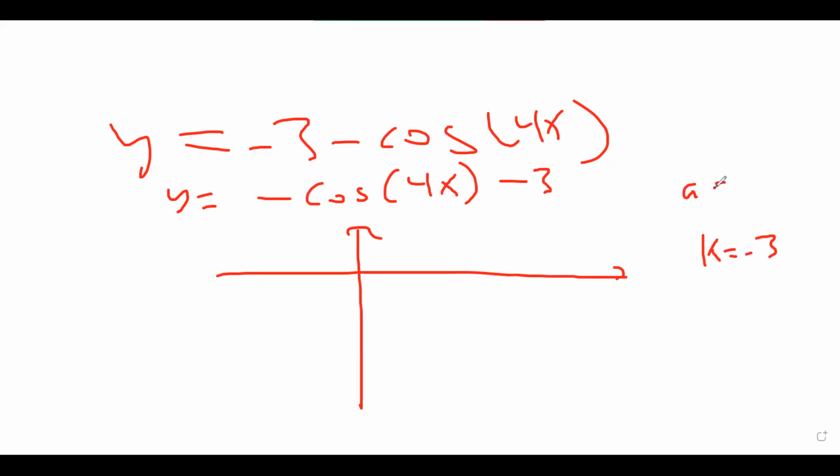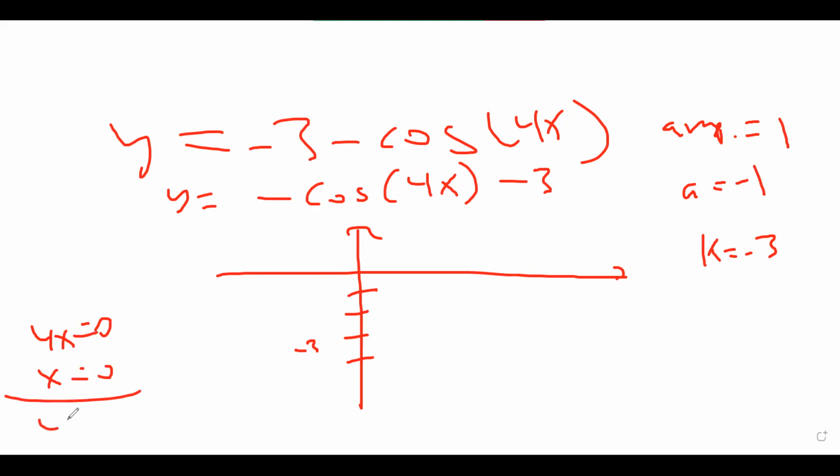My amplitude, well, a is negative 1, of course. But the amplitude is 1 because of the absolute value. But it means I'm going to be starting below. So 1, 2, 3. And because I'm going to go 1 up and 1 down, I put an extra tick mark right below negative 3. So that's negative 3, of course. Starting and ending. So 4x equals 0, so x equals 0. Obviously, because there's no horizontal shift or phase shift. But then also 4x equals 2 pi, because the period is going to be 2 pi over b, or pi over 2. So I'll put pi over 2 here.